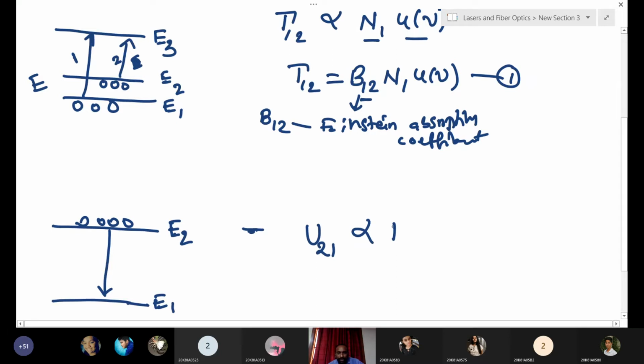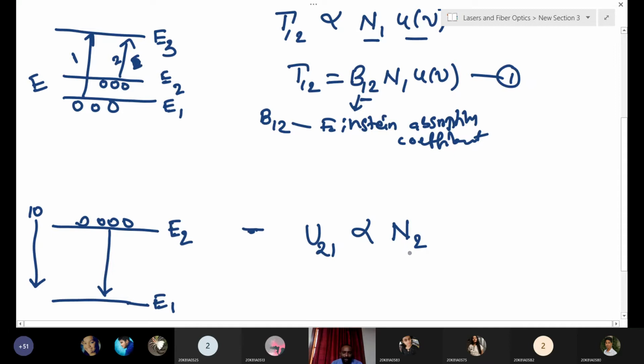This is proportional only to the number of atoms in the higher energy state. Suppose here 10 atoms are there, then 10 atoms will make the transition from the E2 level to the E1 level, excited state to ground state. To jump down, these atoms don't need any energy. Suppose you want to climb to the first floor, you need some energy. But to jump from the first floor to the ground floor, you don't need energy. You can simply jump from the second or third floor too. But to climb, you need energy. That's why it doesn't depend on energy density.